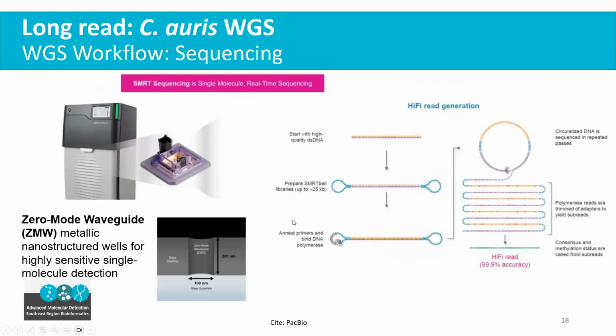So after that, the prepared library is then loaded into the SMRT Cell, which contains 1 million zero-mode waveguides, where DNA polymerase incorporates fluorescently labeled nucleotides in real time to generate continuous long reads. And the circular consensus sequencing algorithm processes multiple passes to create the HiFi reads after a 30-hour run in our setting.